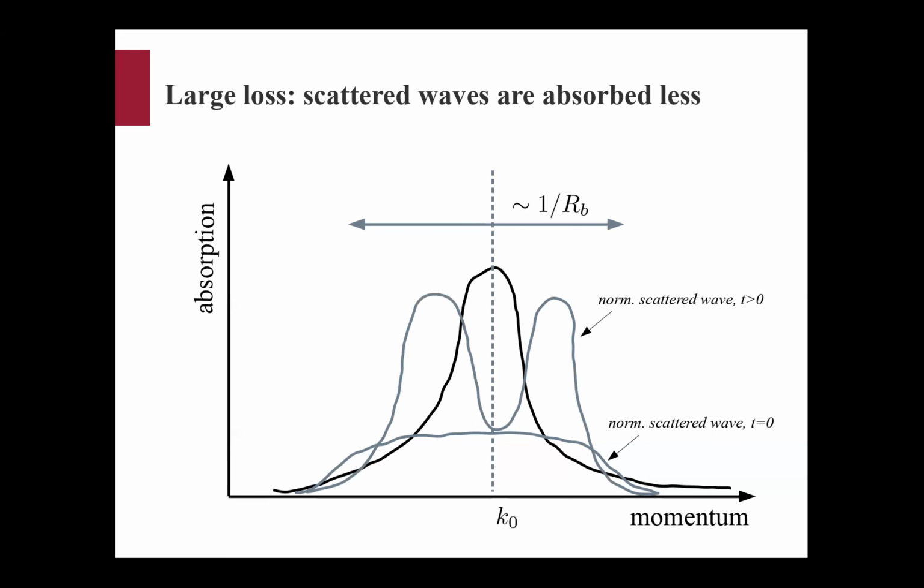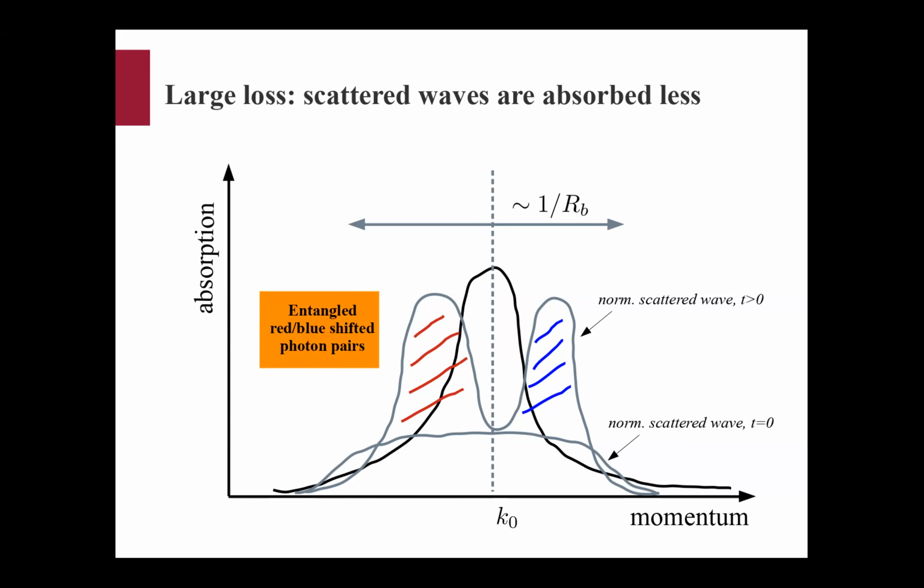And now, as you go further through the crystal, the components that are shifted away from the resonance experience less absorption because they're detuned from the excitonic resonance, both on the red and on the blue side. So we see that these side peaks in momentum space are relatively enhanced, and pairs of a red- and a blue-detuned photon after the scattering process have a higher probability of making it through the crystal and therefore dominate the transmission. So we see that they're entangled red-blue photon pairs.